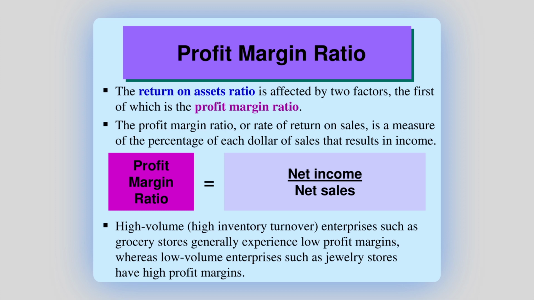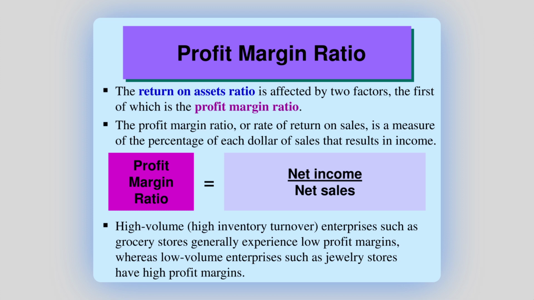The ROS, so the formula here is net income divided by your net sales. Now, profit margin ratio or rate of return on sales is a measure of the percentage of each peso or dollar of sales that results in income. Please take note of the last bullet. So, depende pala sa company.